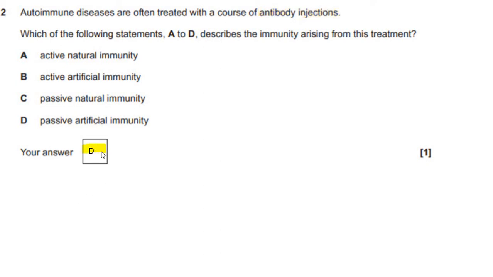So good, it is passive. So the idea is passive. It's being injected, so it's not natural. It's passive because you are not making the antibodies, that's why it's passive, and it's artificial because you're being injected. So the idea is passive because you're having the antibodies injected into you. If it was active, your body would be responding and making the antibodies themselves.